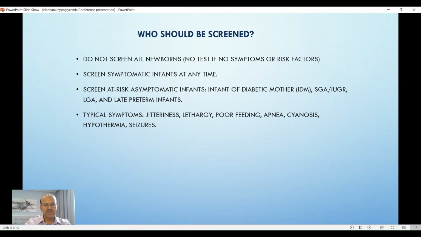The typical symptoms related to hypoglycemia will be jitteriness, which is a tremulous baby, lethargy, poor feeding, which come with neuroglycopenia, and in premature babies or near-term babies, they can have apnea. When they stop breathing or they have seizures, cyanosis may be present, and the baby may not be able to regulate their temperature well, so hypothermia may be a presentation as well, and seizures can be one of the factors.